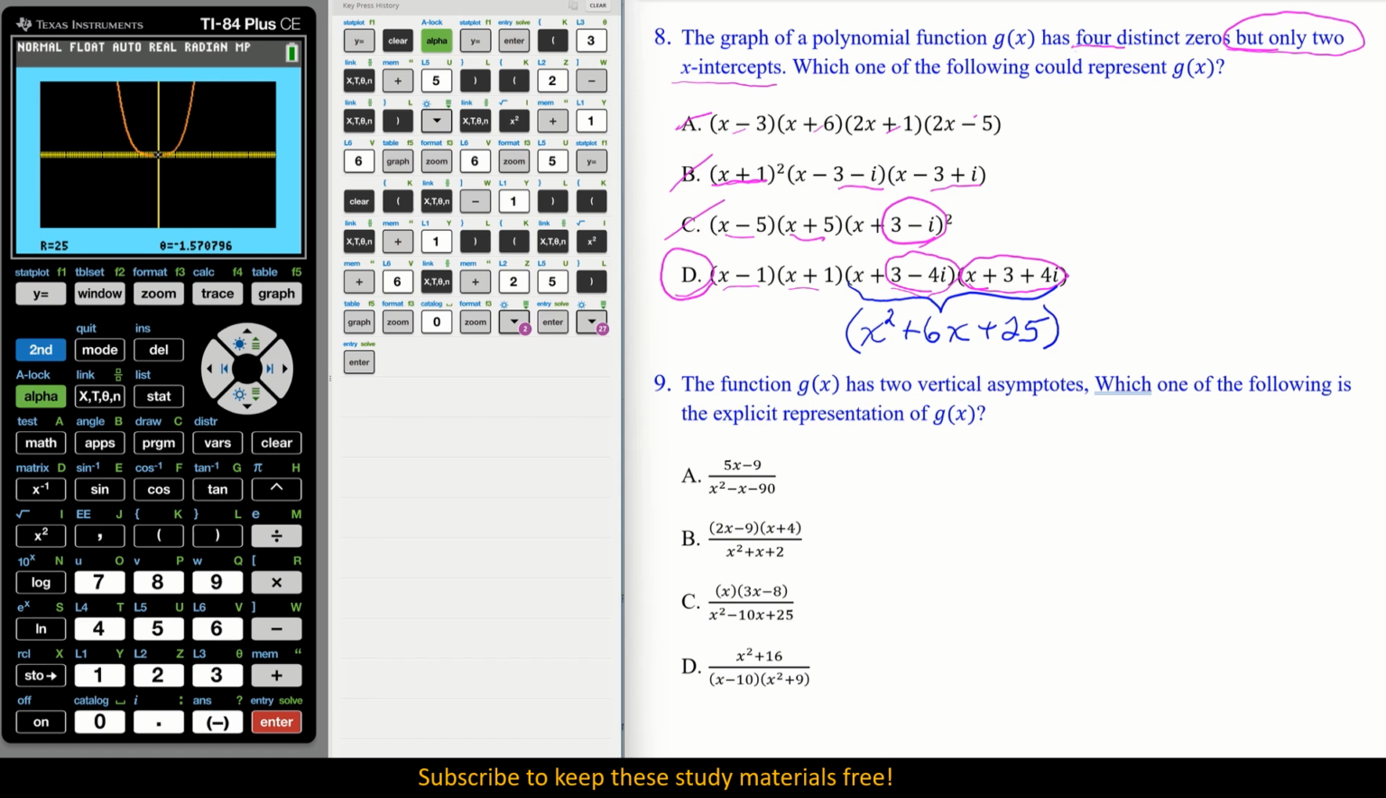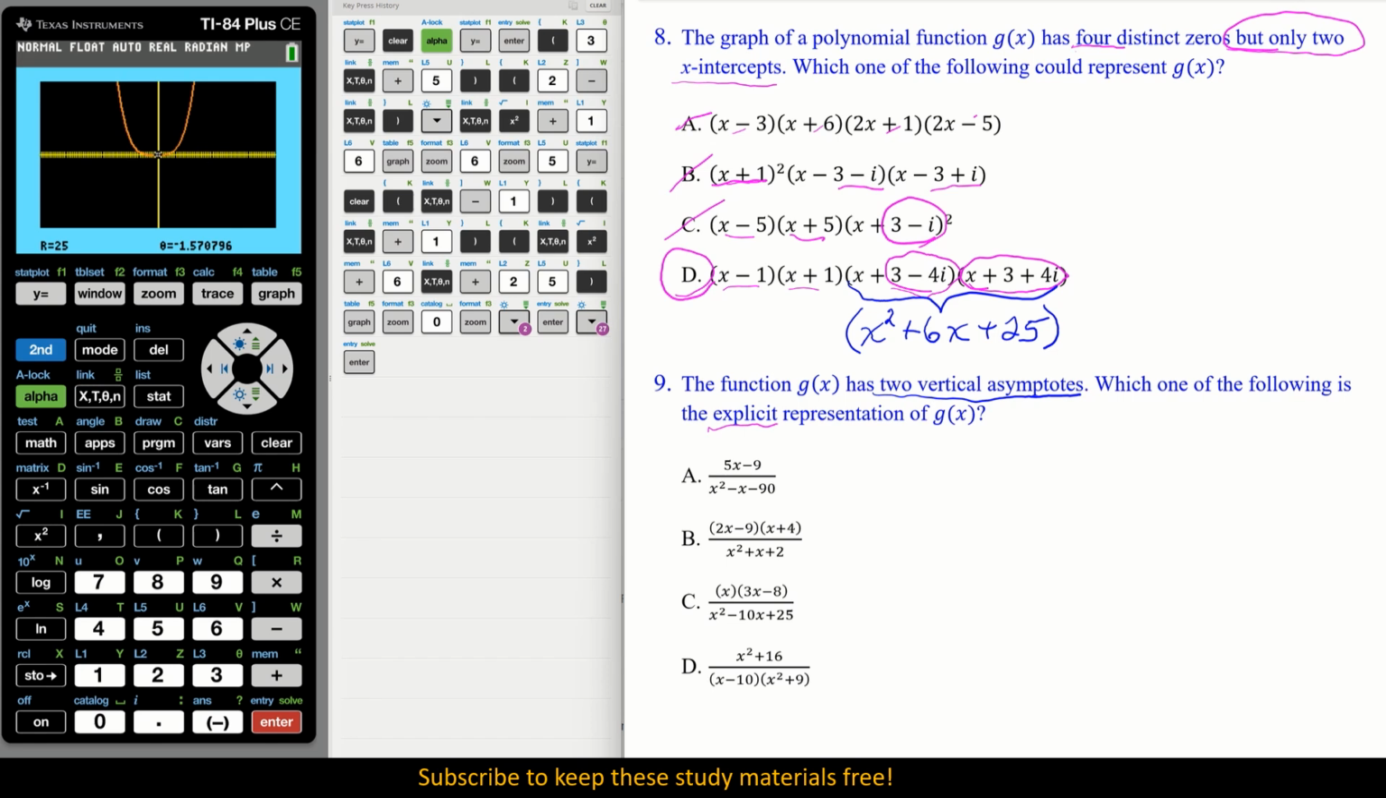Okay, number 9. The function g of x has 2 vertical asymptotes. Which one of the following is the explicit expression of g of x? Tiny typo, guys, there we go. Okay, this means which one gives us that explicit situation where we see those vertical asymptotes very clearly. That we need to see with our domain. And that means to see the domain and see the vertical asymptotes, we're looking at the denominator.